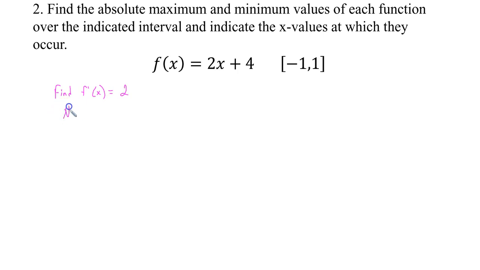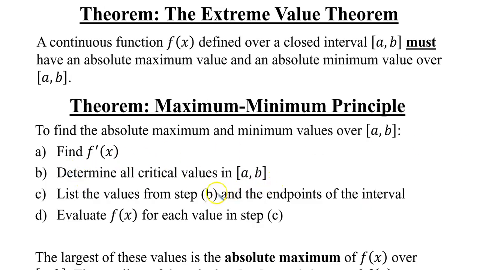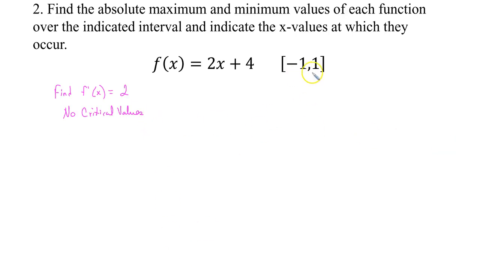Because there are no x values in our first derivative, there are no critical values that we're going to find. And since we have no critical values, then we're simply going to evaluate. If you go back here to this process, we take critical values and then the endpoints of the interval and evaluate the function at those values. So moving back over here, we have an x value of -1 and an x value of +1. So since we have no critical values, we need to find f of -1, and then we need to find f of +1. So f of -1, we're going to have 2 times -1 plus 4, which gives us -2 plus 4, so we get a value of +2.